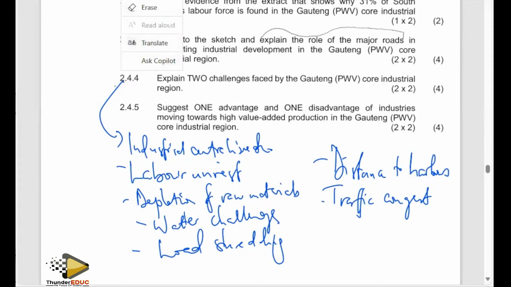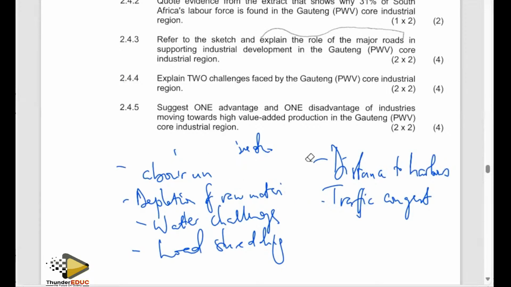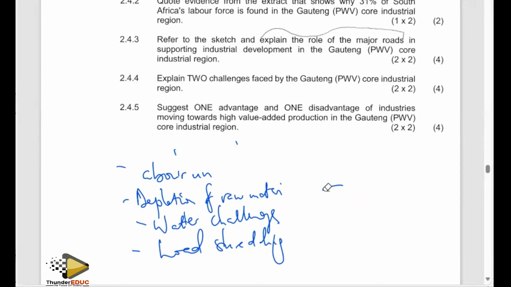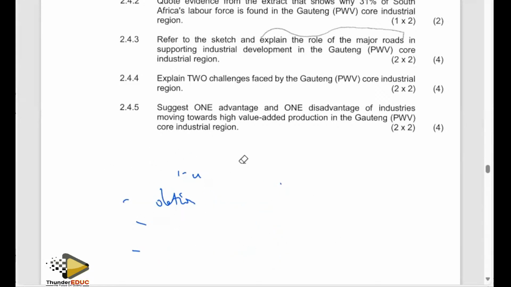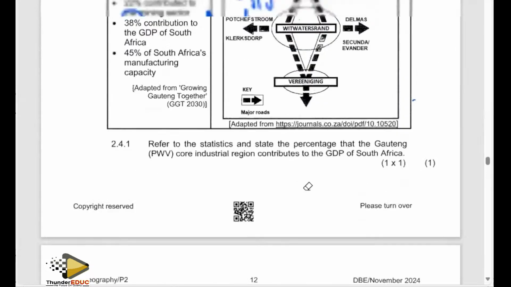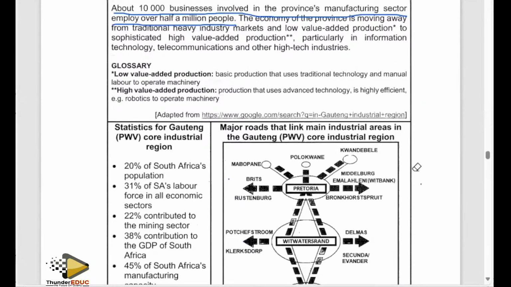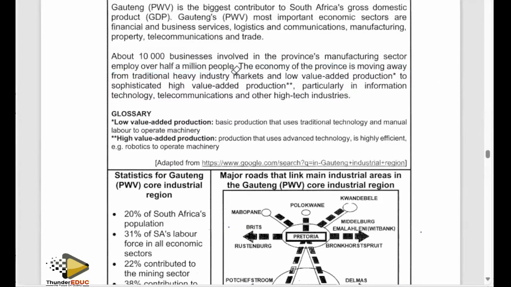Suggest one advantage and one disadvantage of industries moving towards high value added production in the Gauteng PWV, our core industrial region. We want an advantage of industries moving towards high value added production. Right, if you go to our text, if you didn't have an idea of what high value added industrial production is, you're supposed to get it here.